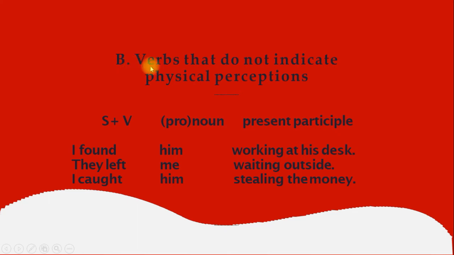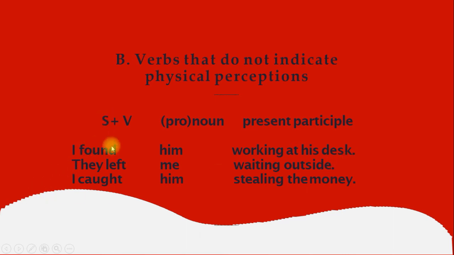Okay, the second group is the verbs that do not indicate physical perceptions. We have the same pattern in which subject plus verb is followed by a noun or pronoun and then followed by a present participle. So when we find verbs like found, in a sentence like I found him working at his desk, we will use the pattern like this. So I is the subject, found is the verb, and then followed by a pronoun and the present participle, here, working.